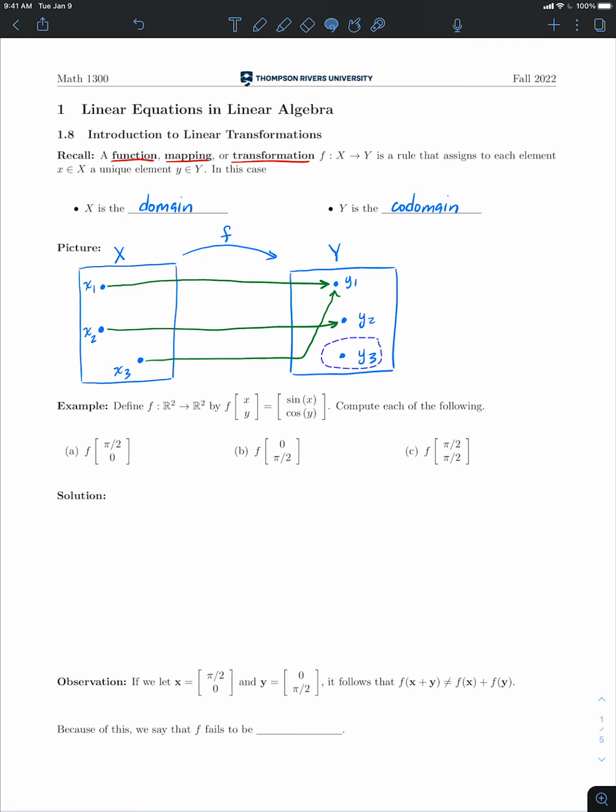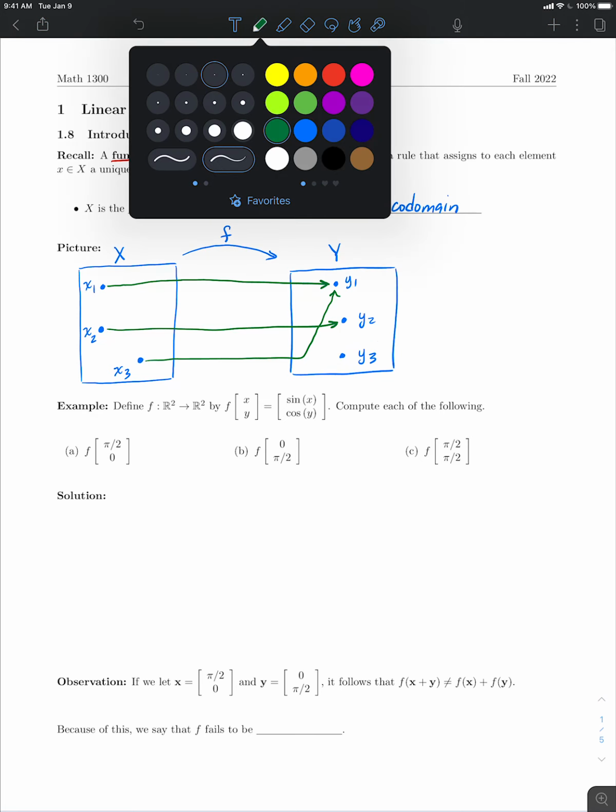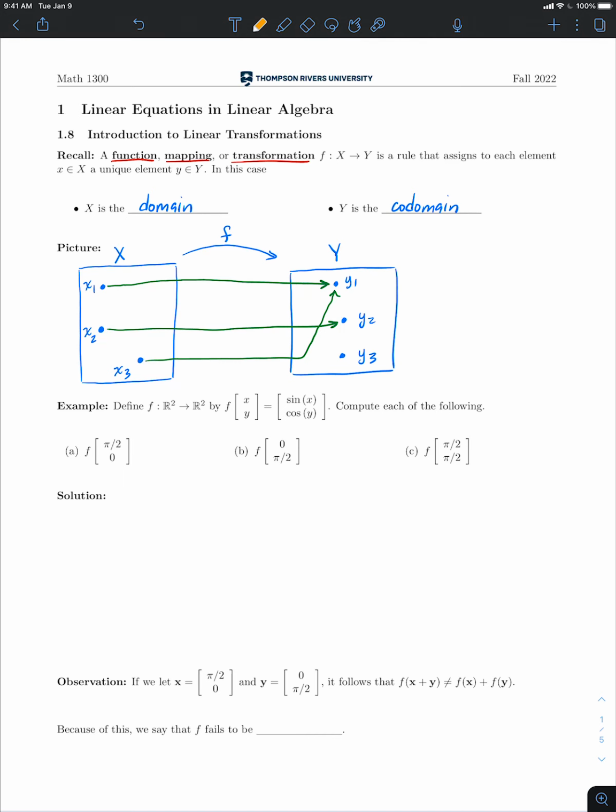If you do have a function that has the property that every single value in the codomain appears as an output value somewhere, well then you say that the function is surjective, or sometimes you'll say onto. Okay, you don't have to worry too much about that terminology, so I'm not going to write that down. And let's write down some notation here.